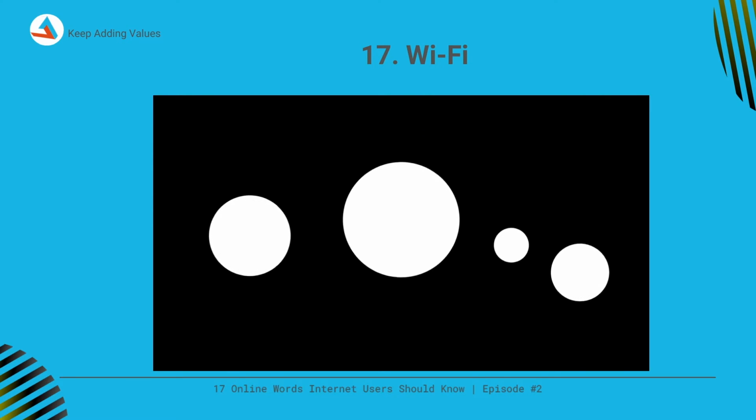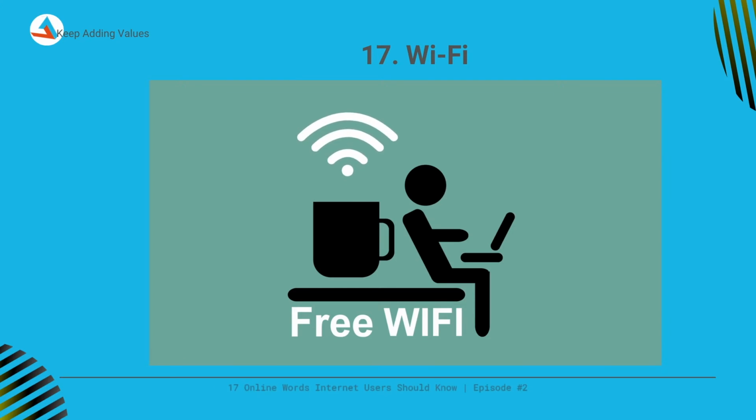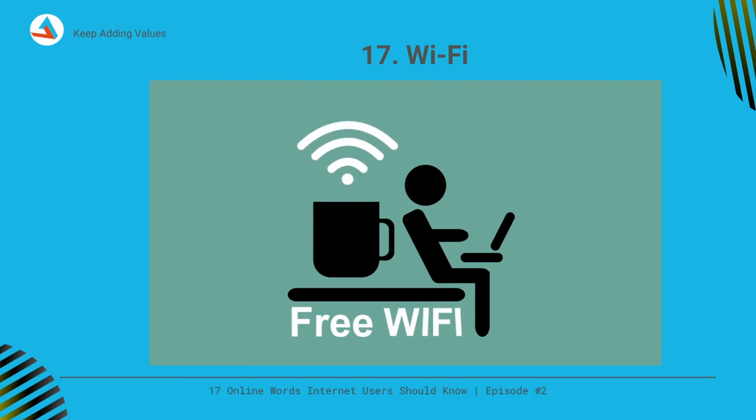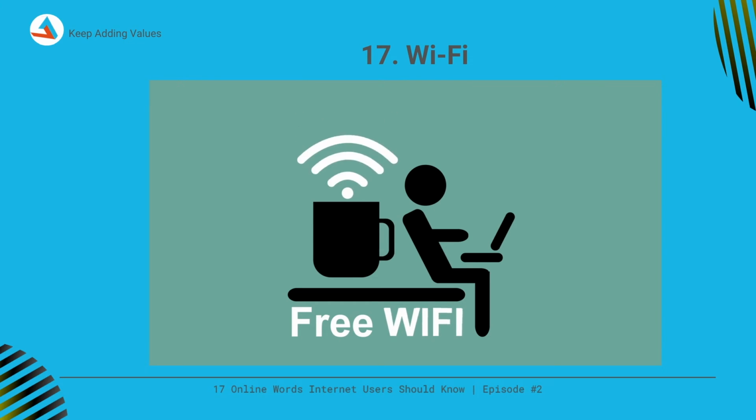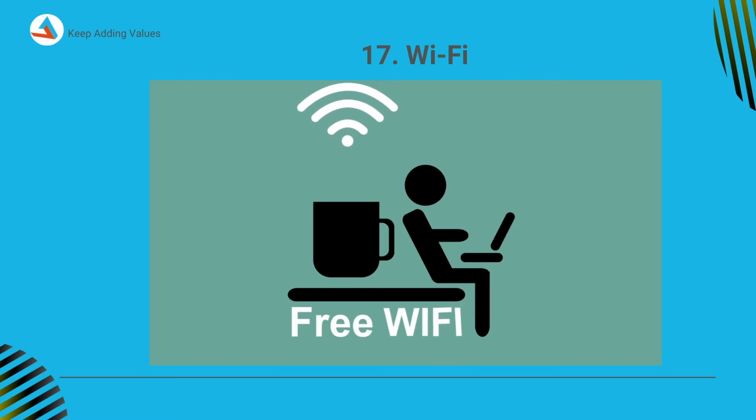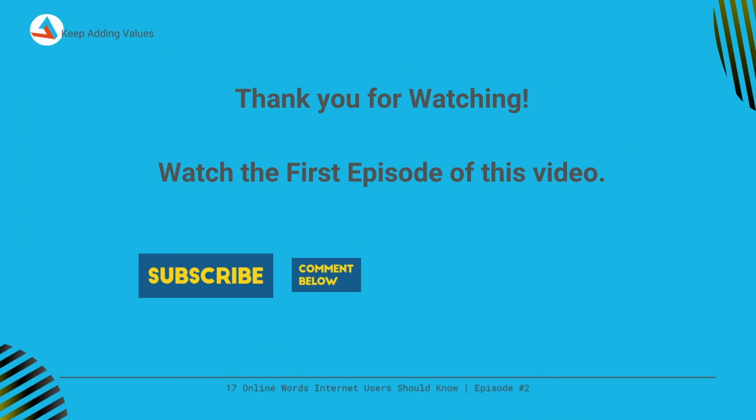smartphones and wearables, and other equipment, printers and video cameras to interface with the internet. Internet connectivity occurs through a wireless router. Those are the 17 online words that internet or online users should know.